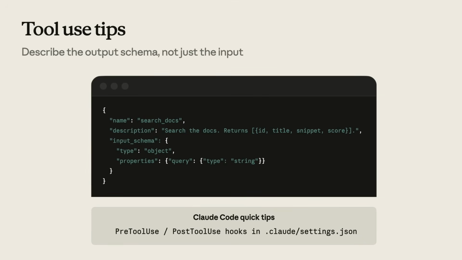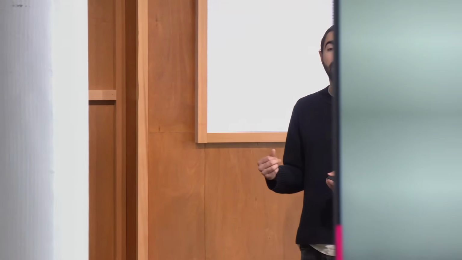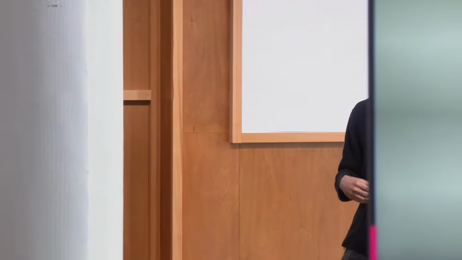And so you can see in the example I have here in the description, I actually outlined, this search docs tool will search the docs, and it'll return the ID, title, snippet, and score. And so by doing this, you can actually let Claude know what to expect from this tool call. So for example, if Claude wanted to rank the outputs of this tool, it already knows that a score will be returned by this tool, effectively saving it a round trip from the harness. And so by doing this, you get more efficient and more intelligent outputs from Claude when using this tool.